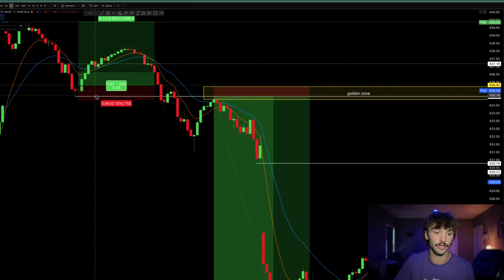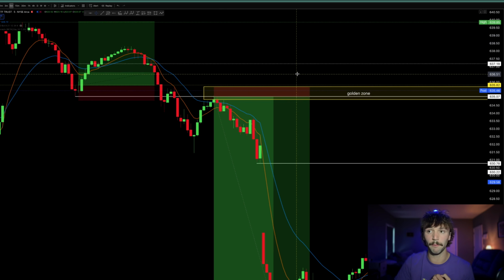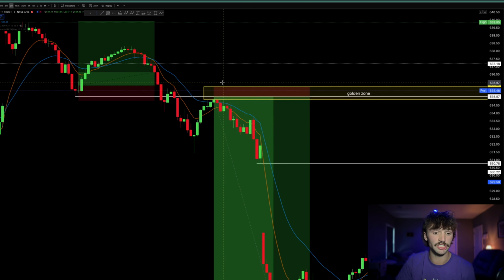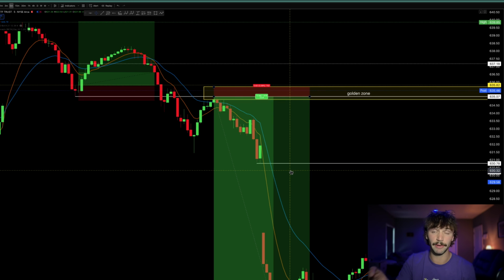I have my break of structure ready, where I say if we break through this, trend is going to flip back to bullish. If we reject from this and reject out of this golden zone, things are looking pretty bearish. And I saw this and I said, if this happens, this is going to look very, very bearish. I'm expecting a larger drawdown if this is to happen.